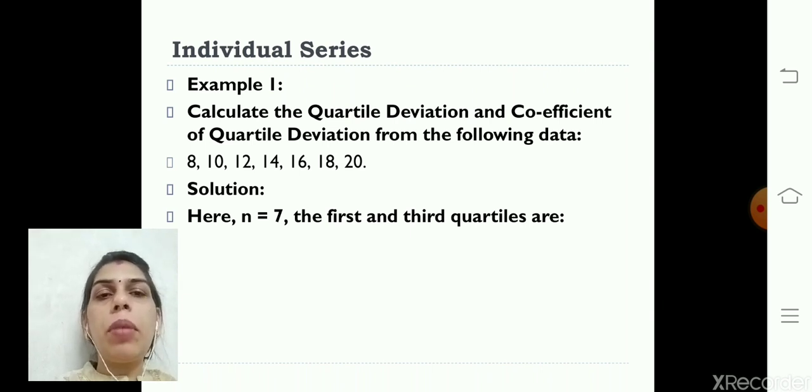So, the number of observations here is 7, so the value of n is 7. So we will calculate the first quartile and the third quartile. After that we will calculate the coefficient of quartile deviation.